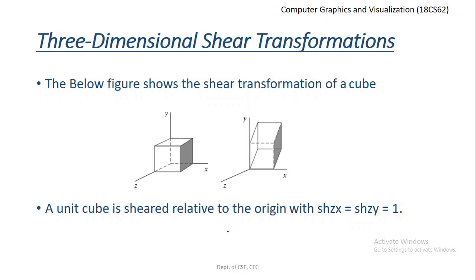So the below diagram here shows us the shear transformation for a given cube, right? So we are shearing a cube. It's as if we are pulling the cube away from us, right? So this is a unit cube sheared relative to the origin with the shearing parameters shzx and shzy equal to 1, right? So in both the x direction as well as the y direction, the cube will be pulled, so we get a view as if the cube is pulled away from us. So that is the shearing transformation. This was the original unit cube. So after applying the shearing transformation, this is the transformed cube.